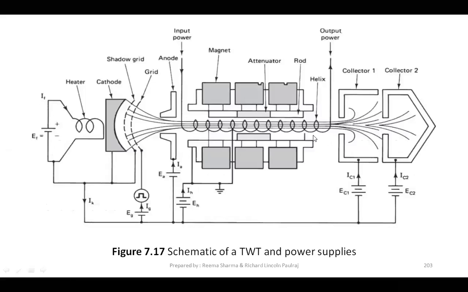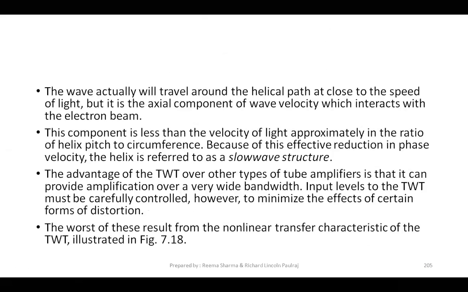Why is it called a slow wave structure? Because it is not able to catch up with the speed of light. The advantage of TWT over other types of tube amplifiers is that it can provide amplification over a wide bandwidth. Okay, so it has a range of spectrum. So once we have a range of spectrum, then it's easy for us to pick up signals and work on them.